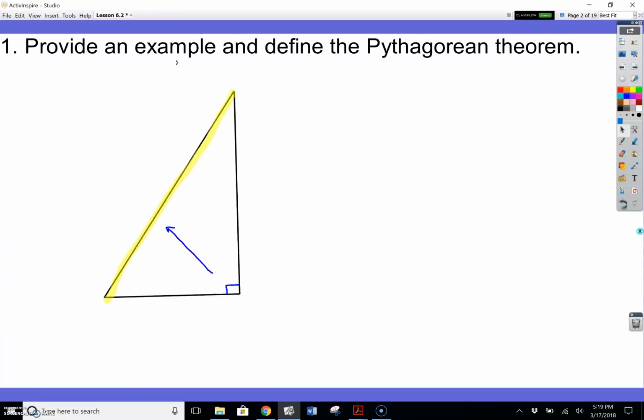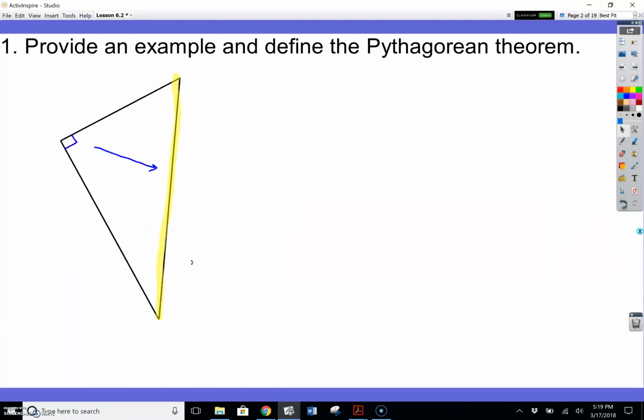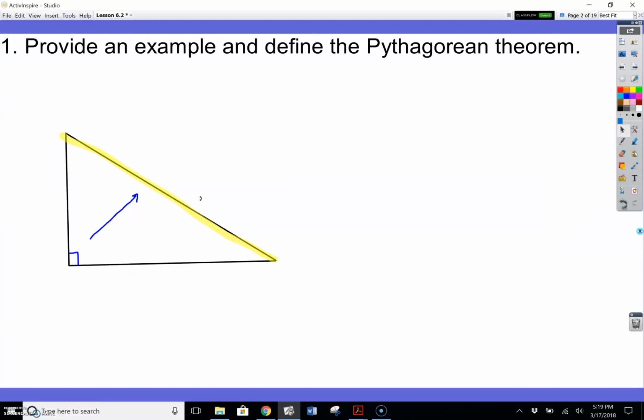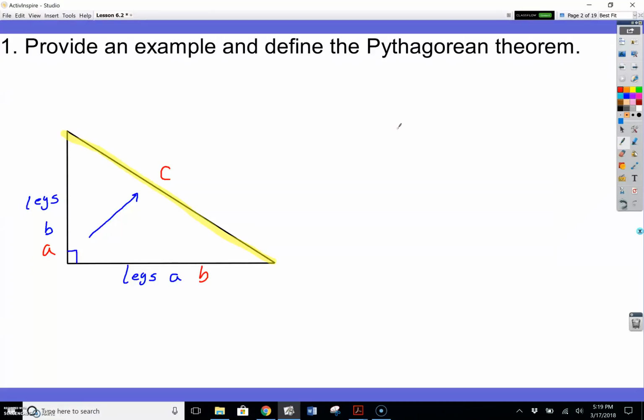So one more time, it doesn't matter. That highlighted side will always be the hypotenuse. I like drawing them like this. This is how they look neatest to me. Now the thing that can change is your legs. They're both just labeled as legs. It doesn't matter. This could be your A value, this could be your B value, or this could be your A value and this could be your B value. It doesn't matter. But what is always for certain is this value is always C.